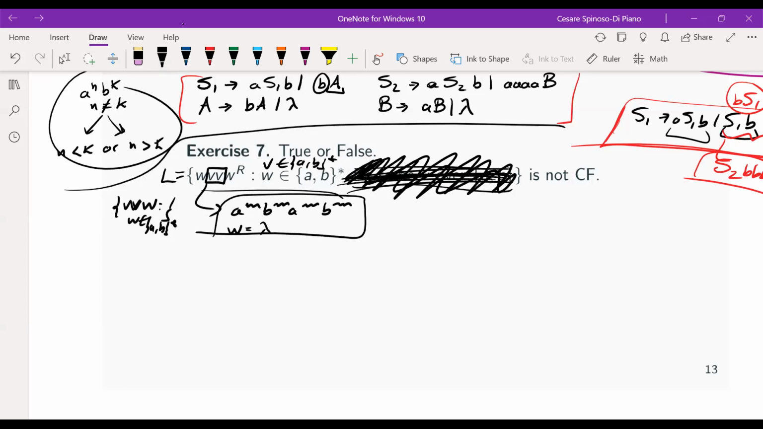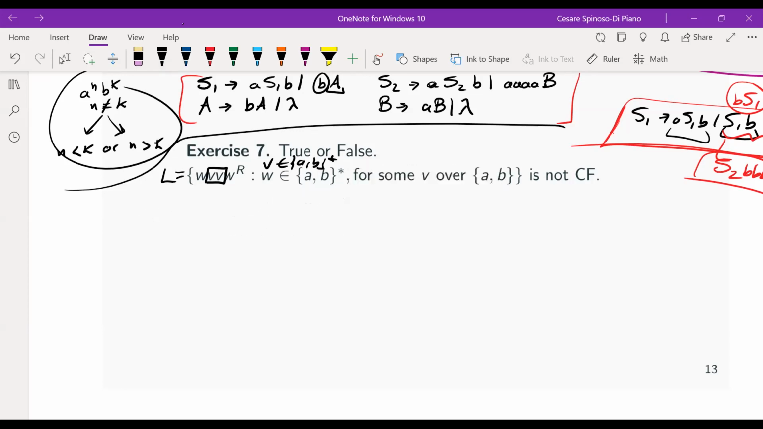But things change if I add this thing. This is supposed to kind of help you out a bit, because what it's saying is W in AB star and for some V over AB. So what does "for some V over AB" mean? It means that you're allowed to pick which V it is. You're not saying for every V over AB, you're saying for, you know, maybe one V that someone picked at a point in time, okay?